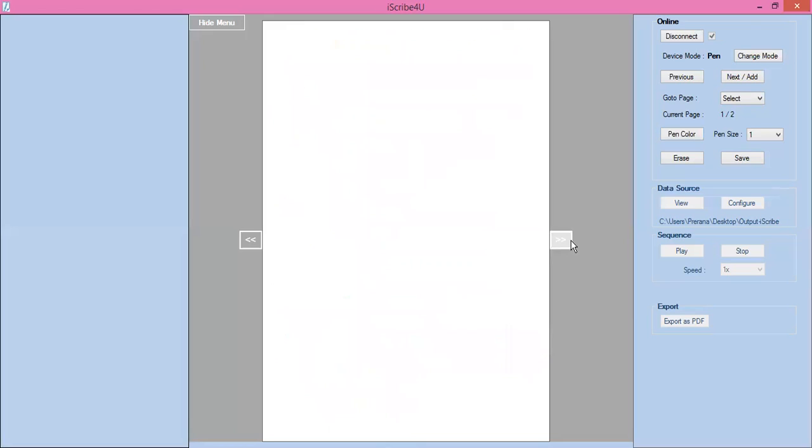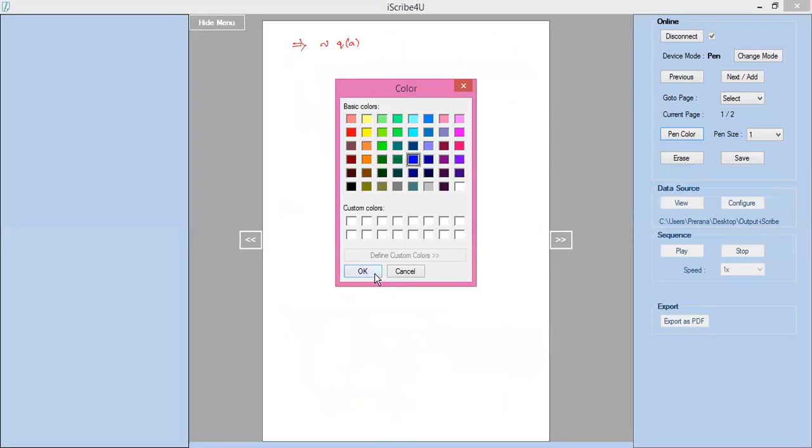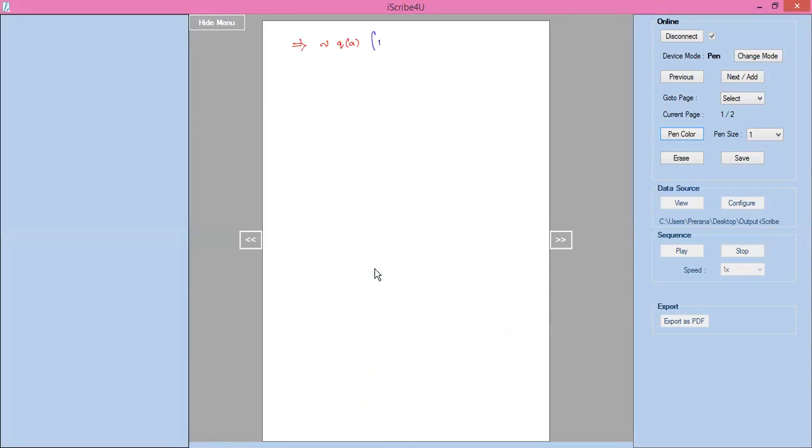I'll just write down the next one. So this implies for us negation Q of A. And this is by the rule, which rule we applied? Rule of conjunctive simplification. That is, P and Q implies P. P and Q also implies Q.